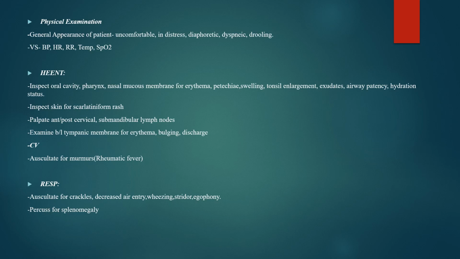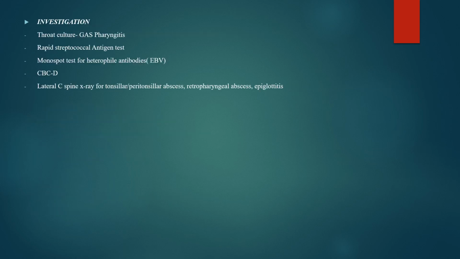The station involves the post-encounter questions. You will be asked questions about investigations and treatment. So, for investigations, if we are suspecting group A streptococcal pharyngitis, it is important to do throat culture and rapid streptococcal antigen test. If we are suspecting infectious mononucleosis, it is important to do monospot test for heterophile antibodies. And it is very important to do complete blood count with differential as well. And then if we are suspecting epiglottitis or retropharyngeal or peritonsillar abscess, then it is important to do a soft tissue neck and C-spine X-ray.